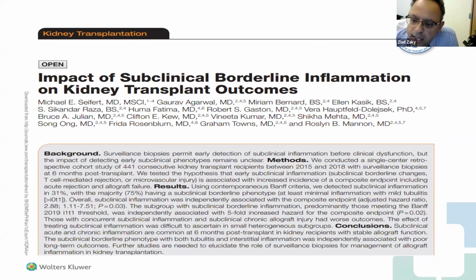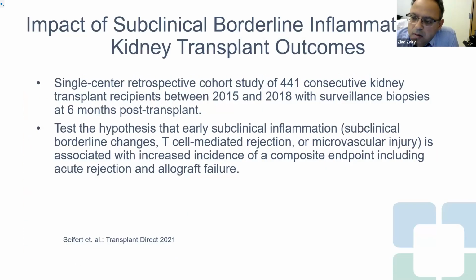But not only acute rejections, even subclinical rejections detected in the first 6 months, or at least in the first year after transplant, also have an impact on graft survival and patient survival. This was a single center study based on more than 400 kidney transplants over a 3-year period. It showed that even a subclinical inflammation, like isolated i0t1 or i1t1, has an impact on patient and graft survival.